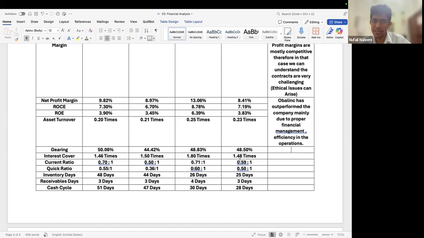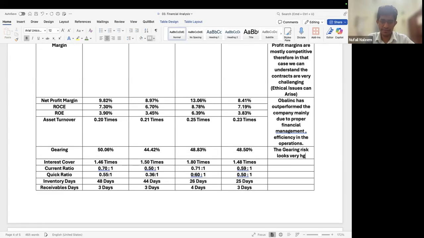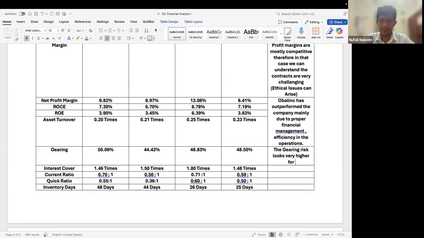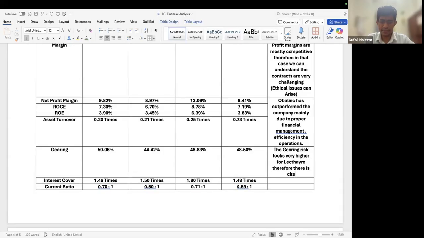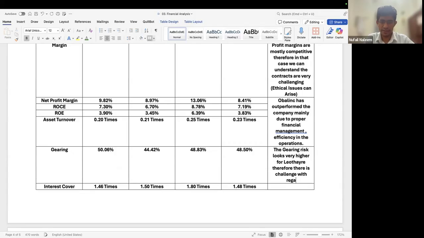But if you observe Oberlink, they are effectively handling the financial horses properly, and the interest rate also would have been done very well. The gearing risk looks very high, I can effectively say, for Leothayre. Therefore, there is a challenge with regards to interest also, because interest is a big challenge here.